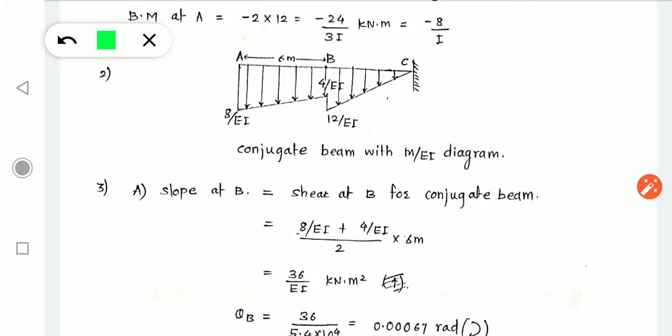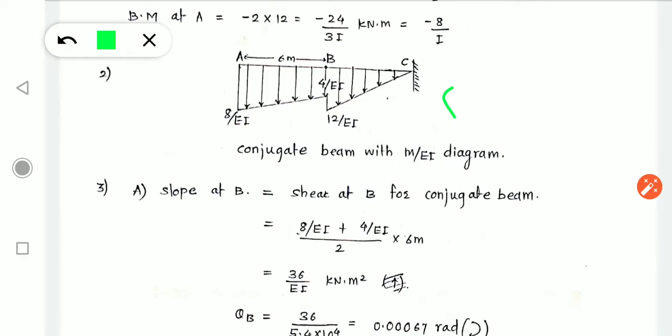So the shear we want at B, so we have to calculate the shear force. Shear force is nothing but the reaction at that point, right? So the reaction will be given by this loading. If you calculate the area of this part, you will come across the reaction at B. And how did I do that? By looking at the shape, we know it's a trapezoid.